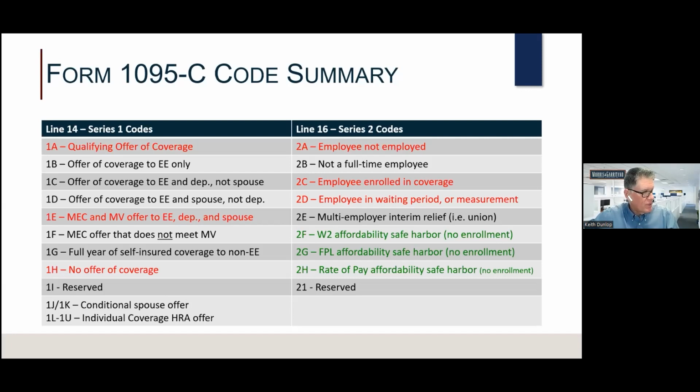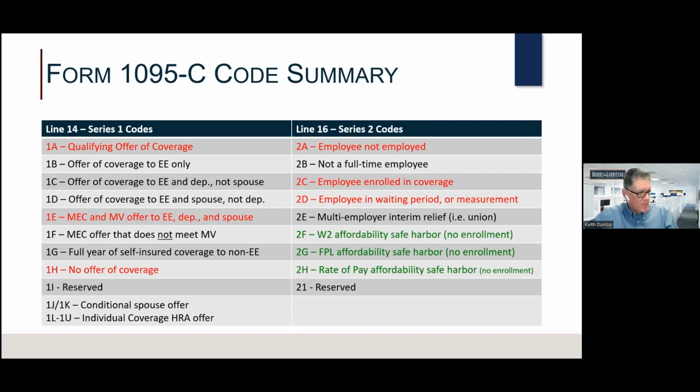We have code 1A here for the qualifying offer of coverage, which we've talked about. Code 1E is the code most often used by clients of Morrison Garritano because you are offering coverage to the employee, a dependent, and a spouse. And then code 1H, meaning that there was no offer of coverage for that particular month. Then we have our Series 2 codes.